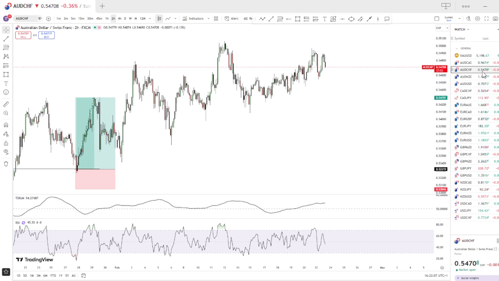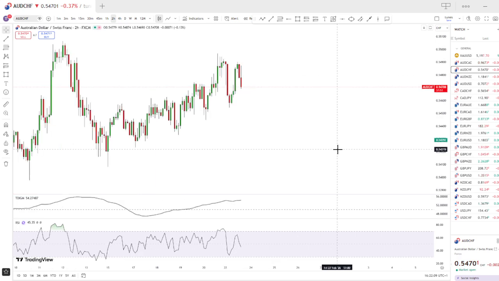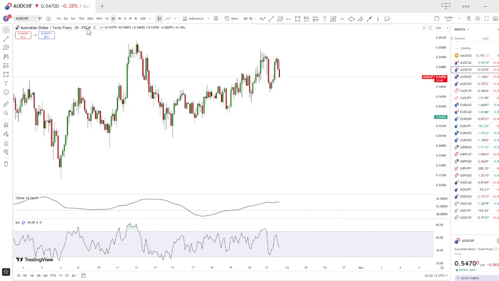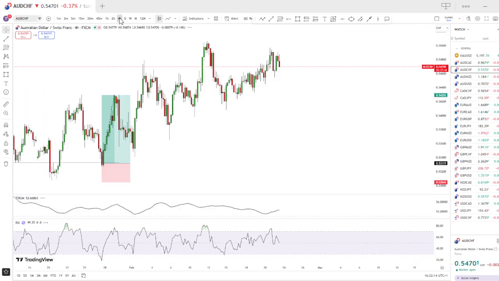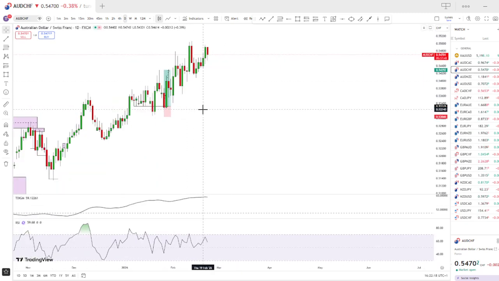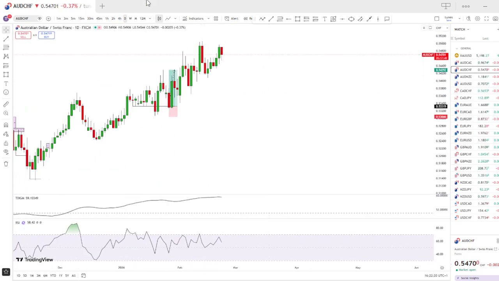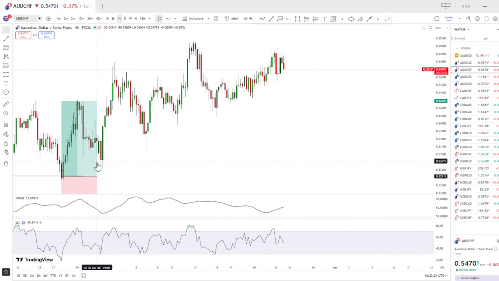Right, so AUD CHF, let's look at that together. I would expect it to be similar to what we just saw on AUD CAD. And I'm very cautious when it comes to CHF pairs because they can be wild. They can be very wild.